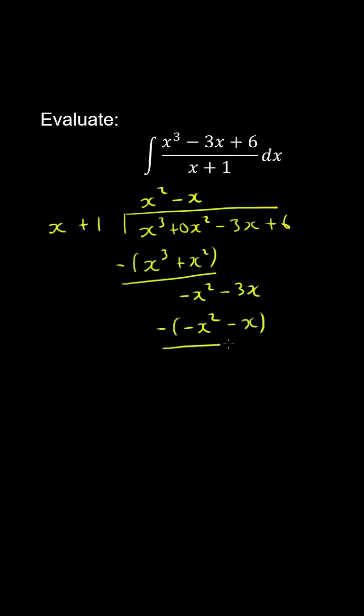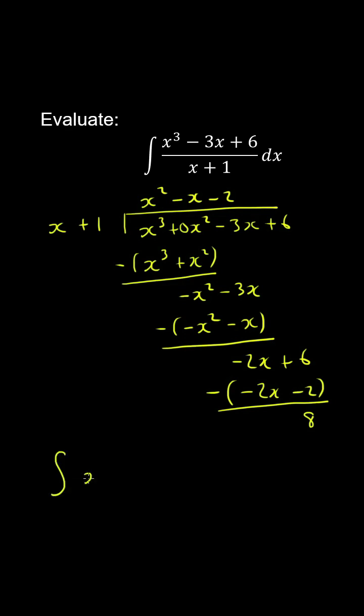And then subtracting the result, which is minus 2x. Then bring down a 6, and then x into minus 2x goes minus 2 times, by x is minus 2x, and then minus 2 by 1 is minus 2. And then subtracting the result, we obtain 8. And therefore we can write the integral as follows. So x squared minus x minus 2 plus 8 on x plus 1. And now you can integrate this quite easily and post your answer in the comments.